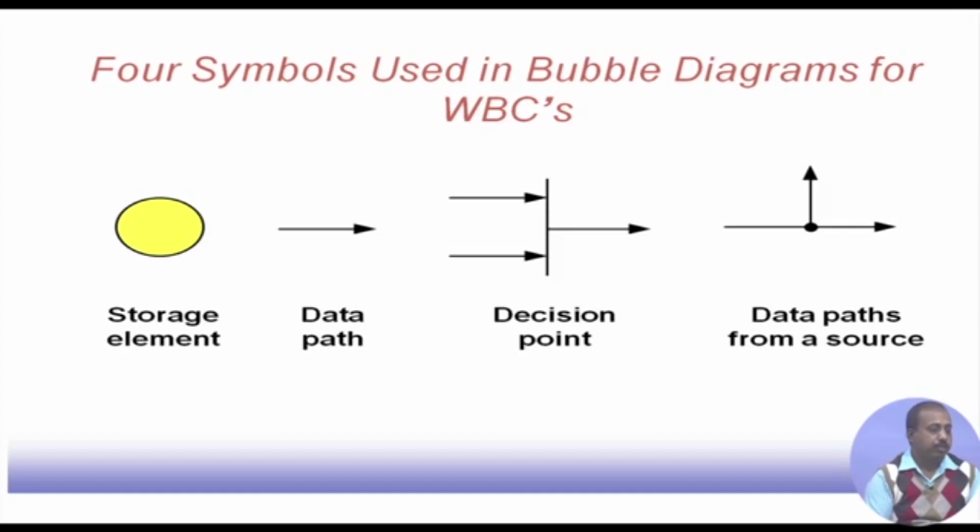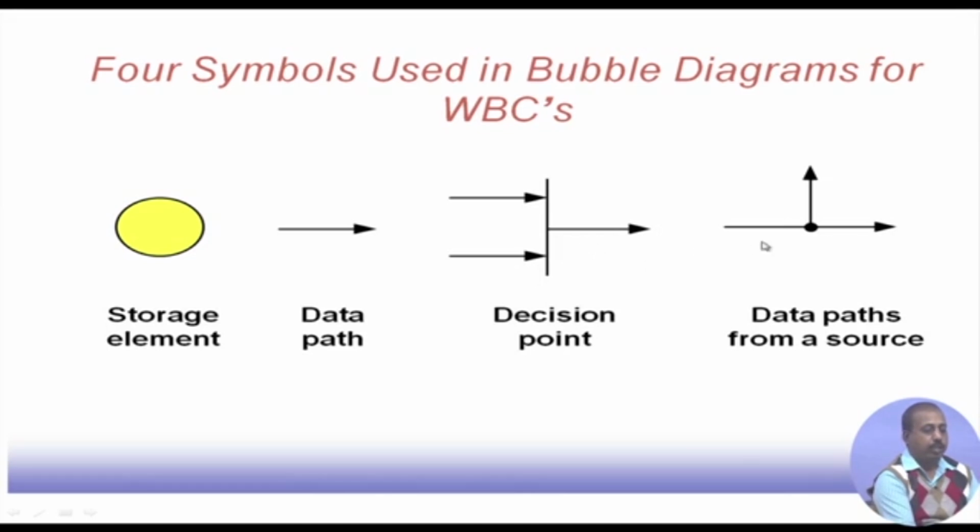Now, in the case of this WBC, the operations are often specified by means of some symbols and some diagrams, known as bubble diagrams. In a bubble diagram, we have this sort of structure: a storage element, then a data path, then a decision point. Two data paths come here, and based on some select line, either of the two data paths will pass to the output. That is the decision point.